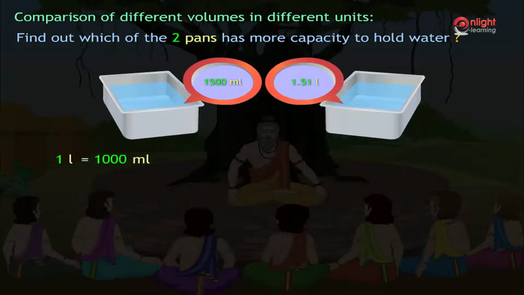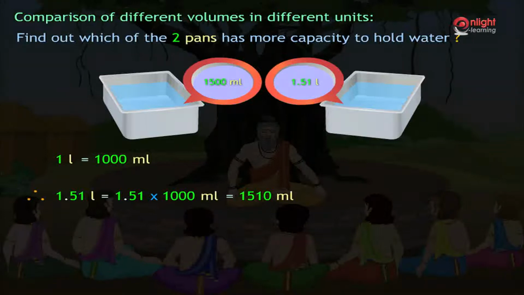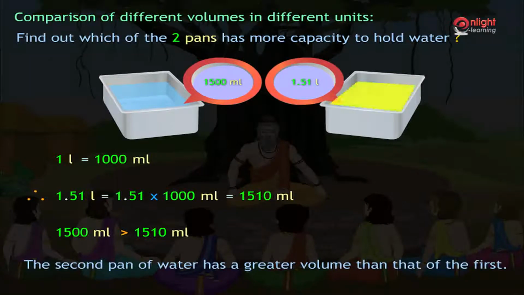1 liter equals 1000 milliliters. Therefore, 1.51 liters equals 1.51 into 1000 milliliters, which equals 1510 milliliters. Now, comparing both the volumes as they are expressed using a common unit, we see that the second pan of water has a greater volume than that of the first.